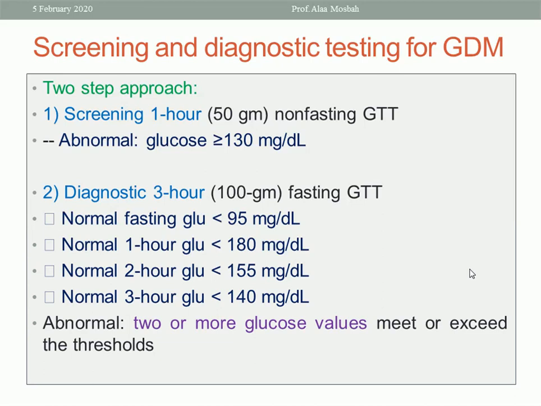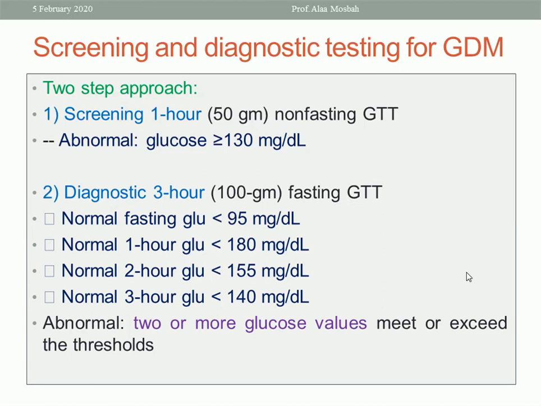Another test, the diagnostic 3-hour fasting glucose tolerance test. Give the patient 100 gram glucose after measuring the fasting plasma glucose level, then measure the plasma glucose after 1 hour, 2 hour, and 3 hour.